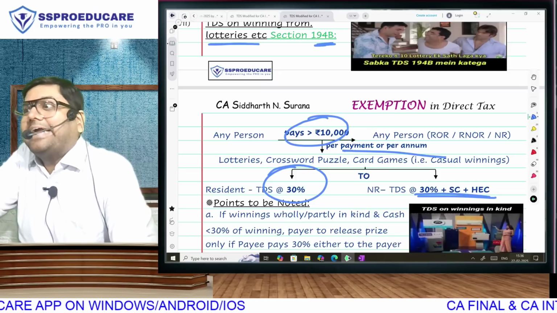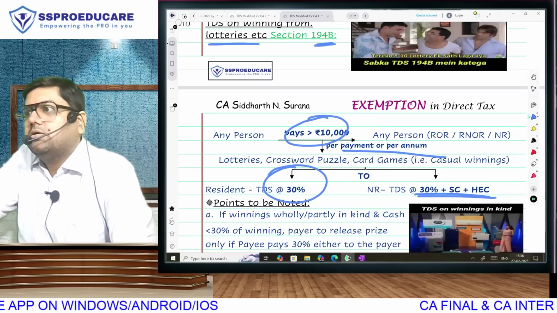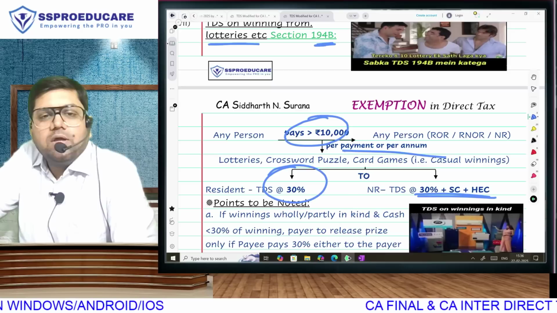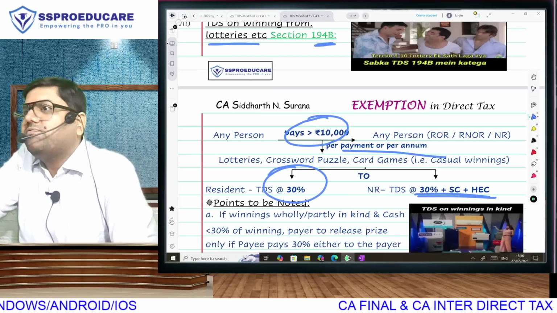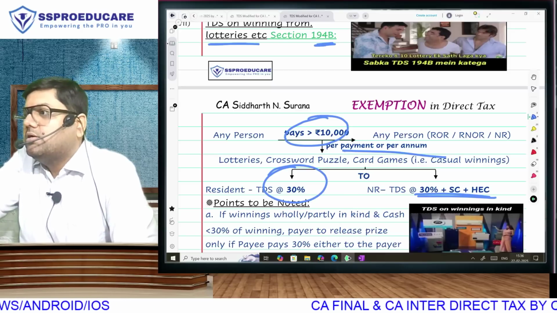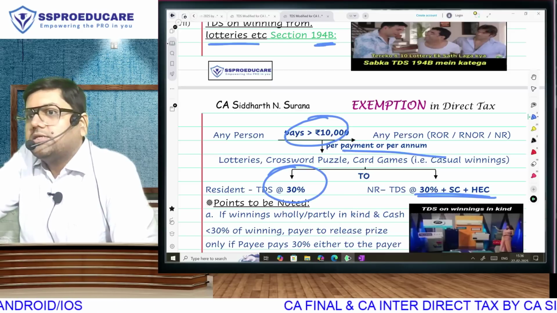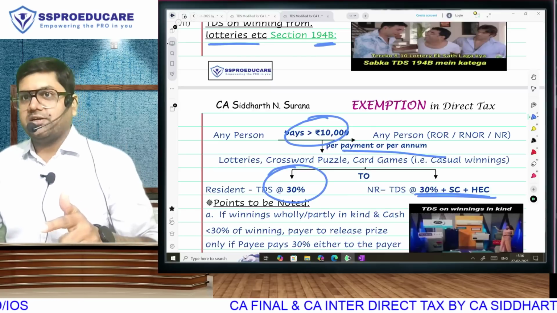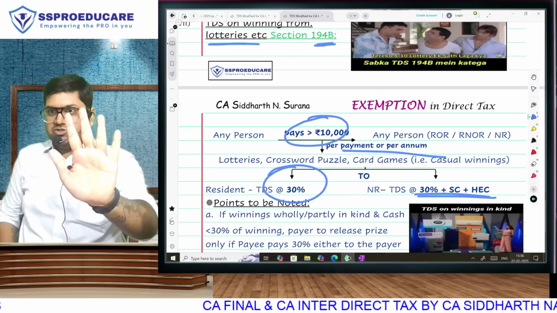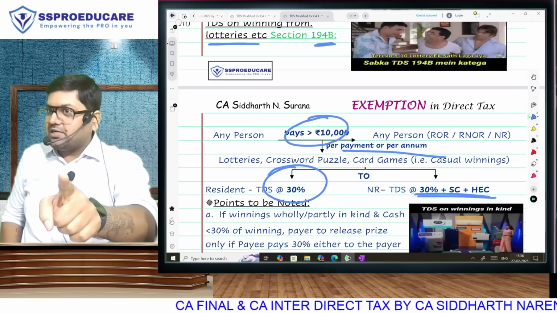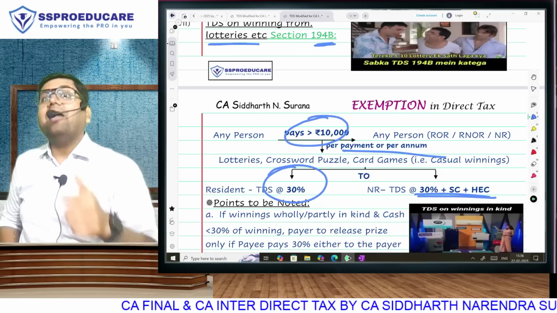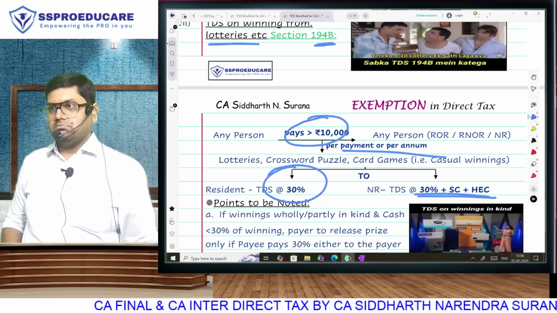If it is exactly 10,000, no TDS because the rule says greater than. Is that clear? Okay, wait. Supposing I win 5,000 in lottery. Taxable or exempt? Taxable. That also at 30%. Just that they won't deduct TDS. So how will I calculate my tax? 5,000 income, flat 30% special rate, 1,500 plus 4% cess. So 1,560 I will have to pay from 5,000.